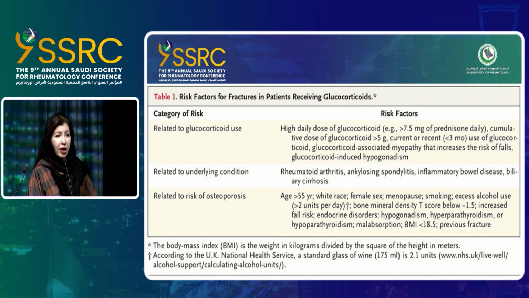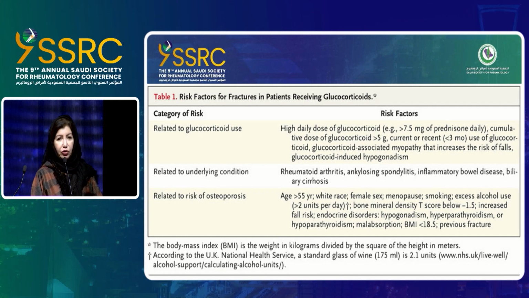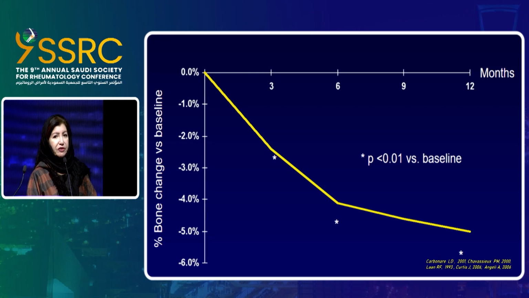Now, there are a lot of risk factors related to GIO. Some of them are related to the steroid, mainly the dose and the duration. Some are related to the underlying condition, and mainly we always say rheumatoid arthritis is the worst in its effect on osteoporosis. And there is risk related to osteoporosis itself, like age and being postmenopausal.